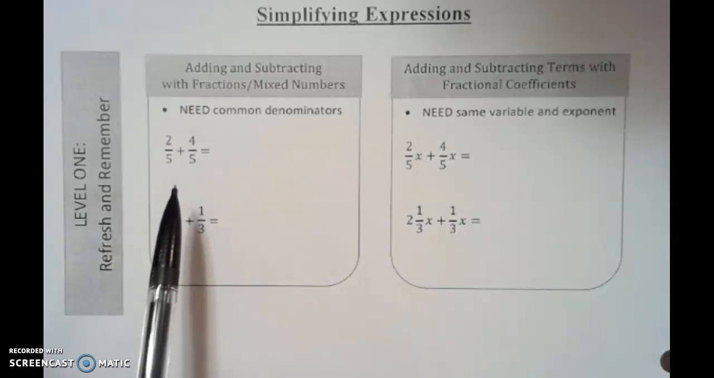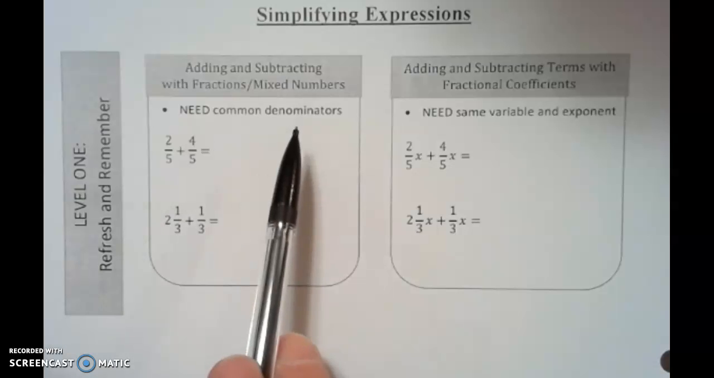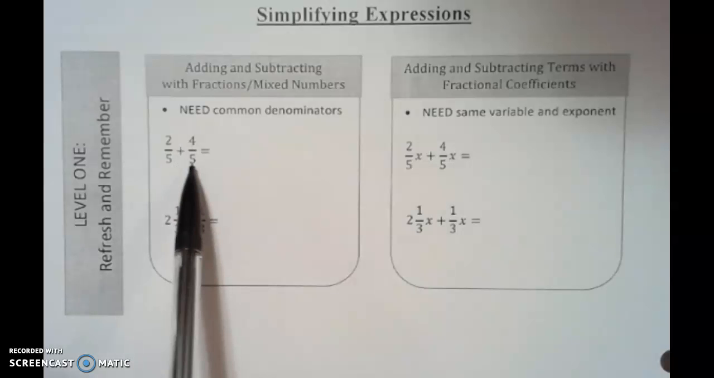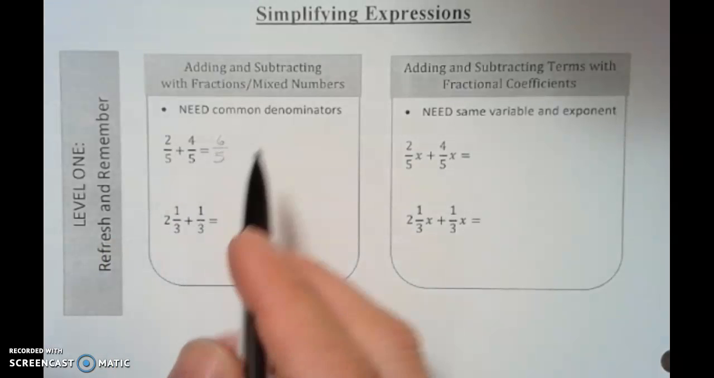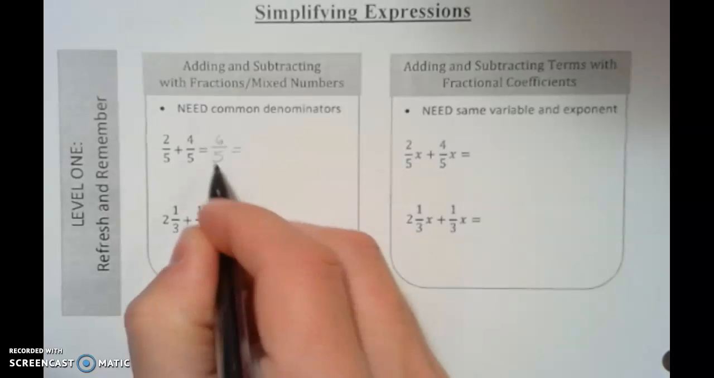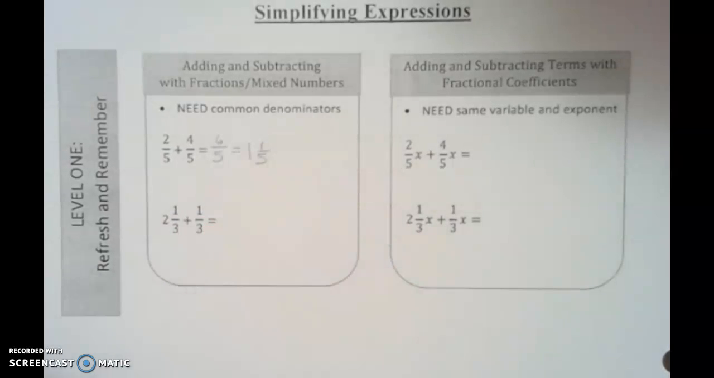Okay, remember that if you're adding or subtracting with fractions, that you need to have common denominators. All right, and so in these examples, they already have common denominators. If I have 2/5 plus 4/5, since they're the same sign, I'm just going to add them together, which would give me 6/5. Add the numerators, keep the denominator. And then because the numerator is bigger, you would make that a mixed number. 5 goes into 6 once, with 1/5 left over.